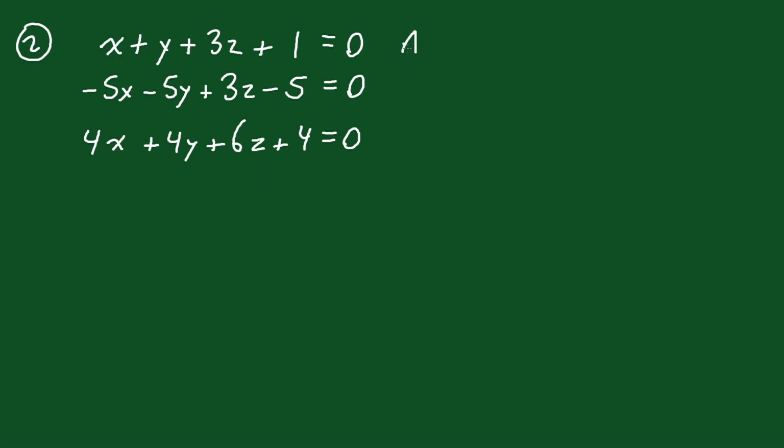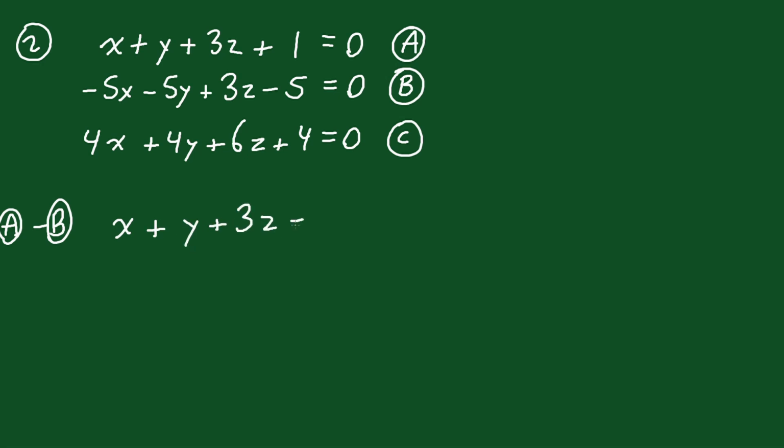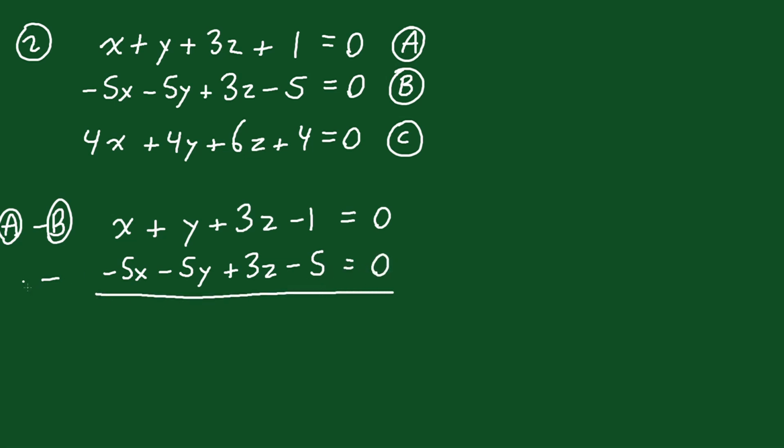Again, I'll name all of these planes, plane A, plane B, plane C. And I think I'm going to start by doing plane A minus plane B and then cancel out those Z values in the process. So A minus B is what I'm doing here. So x plus y plus 3z minus 1 is equal to 0 minus negative 5x minus 5y plus 3z minus 5 is equal to 0. Just like that. Remember, I'm subtracting all of this. Don't forget about that negative sign.